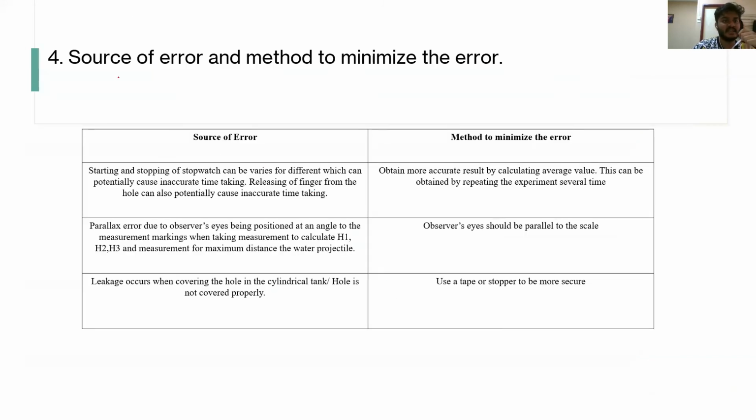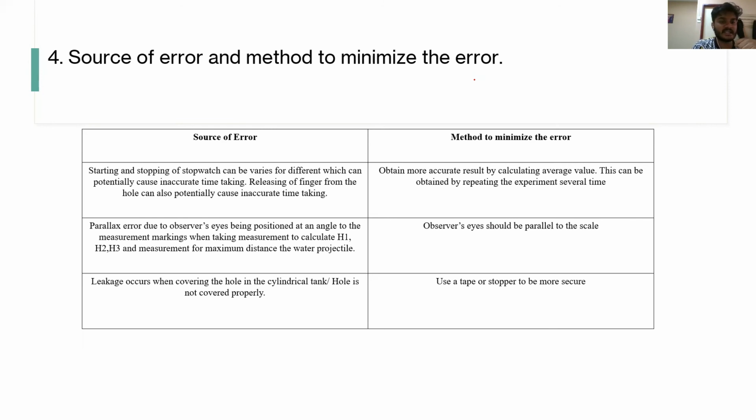Our fourth discussion will be sources of error and methods to minimize the error. Our first error is that starting and stopping the stopwatch can be different each time, which can potentially cause inaccurate time taking. Releasing the finger from the hole can also potentially cause inaccurate time taking. This is because if you don't take out the finger at the correct moment, the experiment result will be different. The method to minimize the error is to obtain a more accurate result by calculating the average value. This can be obtained by repeating the experiment several times.